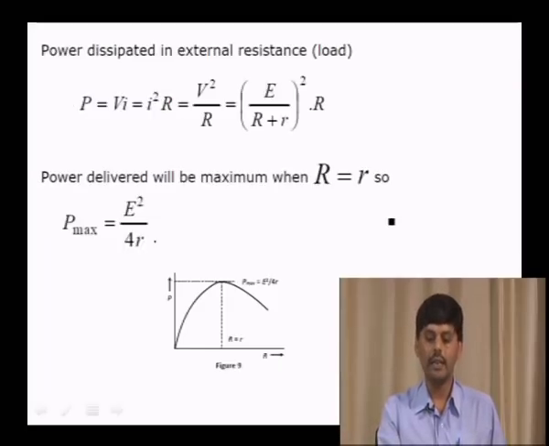Now power dissipated, we have P is equal to VI. In terms of I square R, in terms of voltage, V square by R. We know the expression for I, that is E divided by R plus r, so power is E divided by R plus r whole square into R. The power delivered will be maximum when capital R is equal to small r. It means that the external resistance is equal to the internal resistance of the cell. Then the power dissipated is maximum. P maximum is equal to E square divided by 4r. If you plot a power versus resistance curve, we get a curve like this.